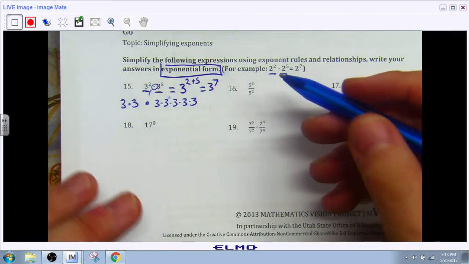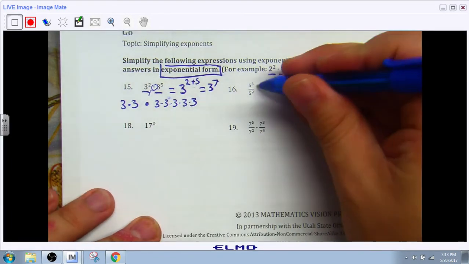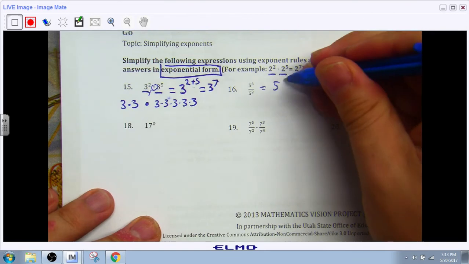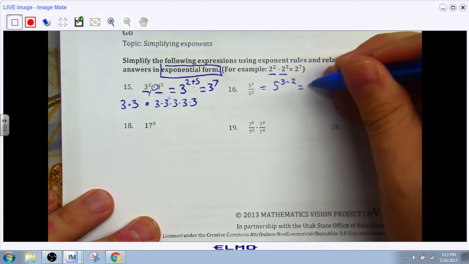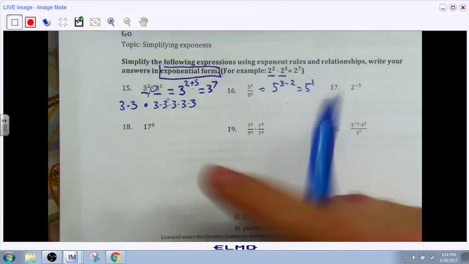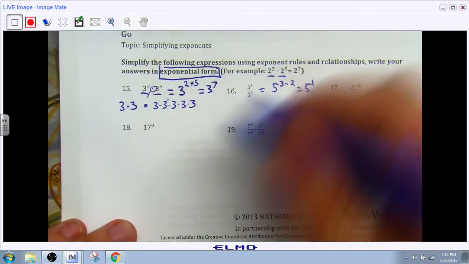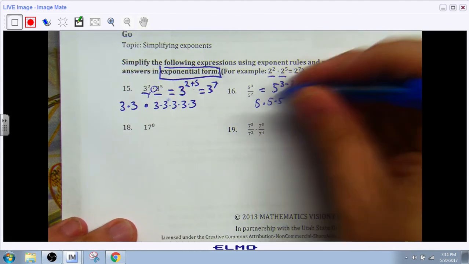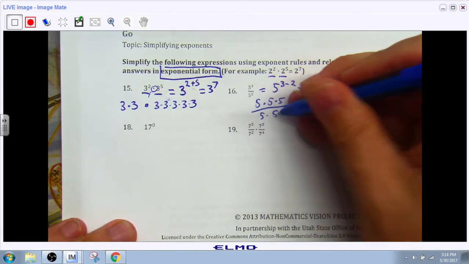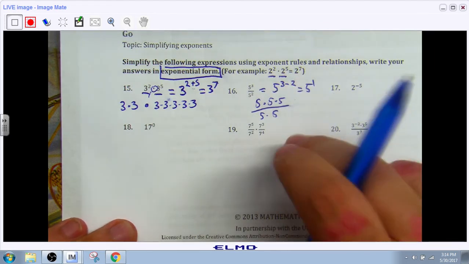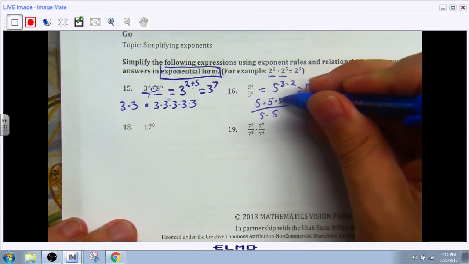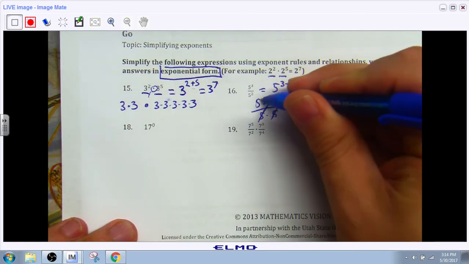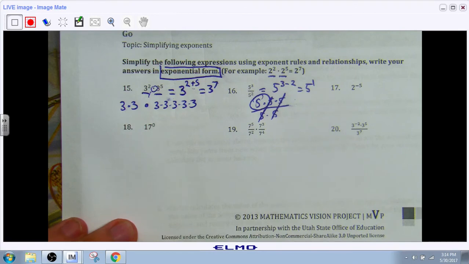Now when we divide, it's the opposite, right? Since we added here, this is going to be the same as 5 to the 3 minus 2, or 5 to the 1st power. Why is that true? Well, let's look at what's actually happening here. This is 5 times 5 times 5, all over 5 times 5. And the rules of fractions means that these cancel out and these cancel out, leaving us with just 1 5.